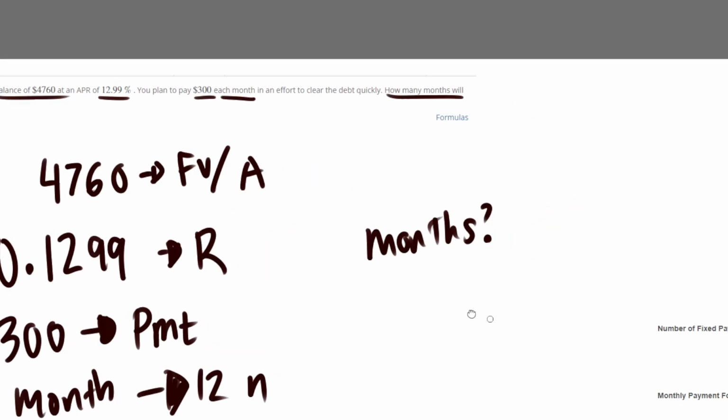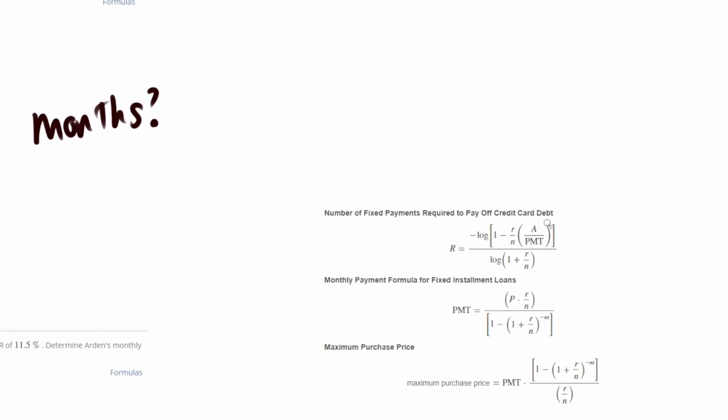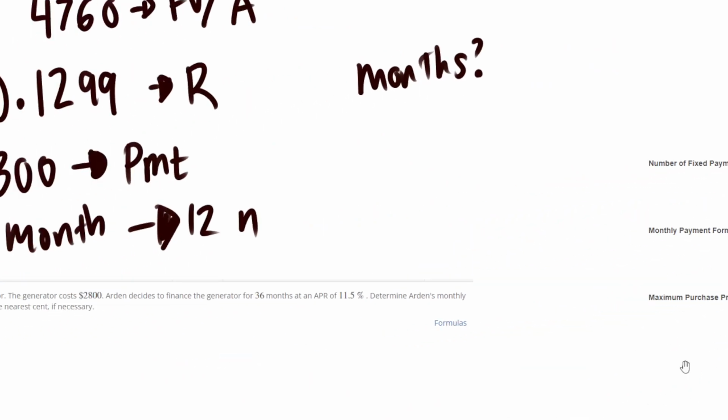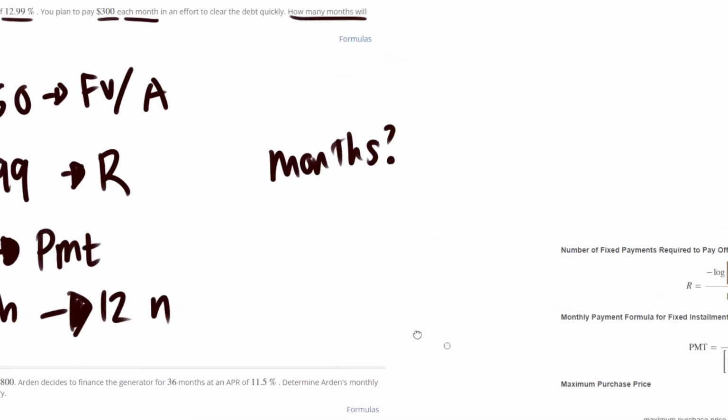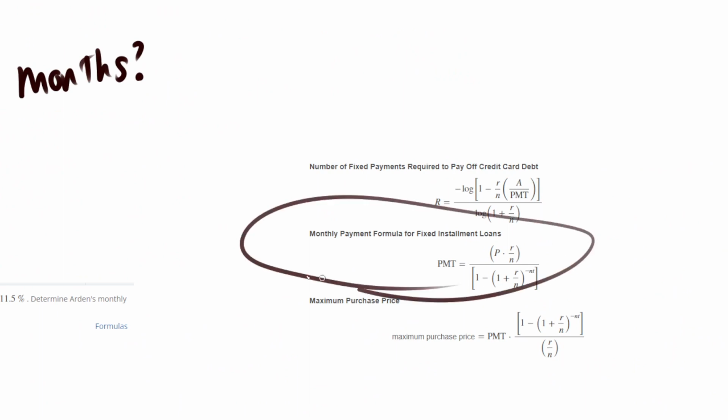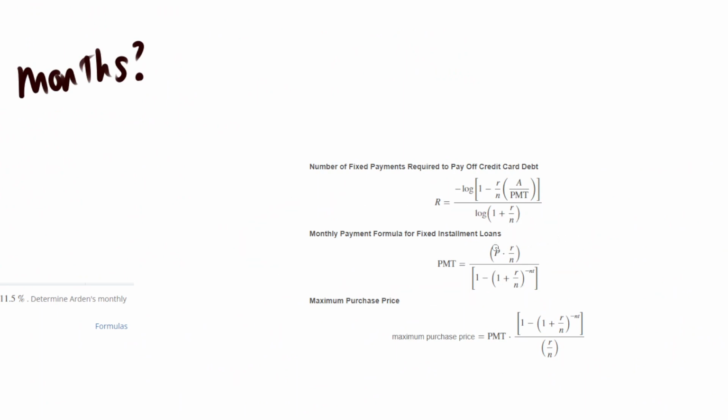So if we go over to our formulas, we'll cross out anything that doesn't have some of our variables in it. So this monthly payment formula, it has a P, and that could be something.